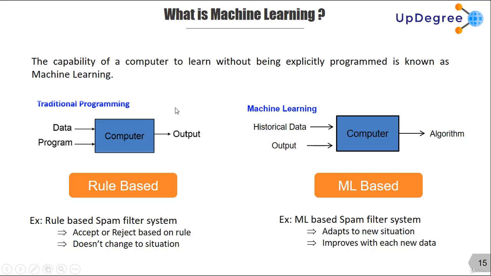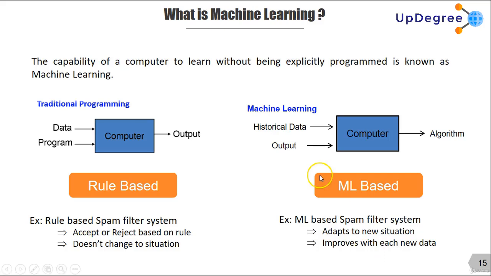But if you see in our Gmail, what happens is you try to train your model, you say that no, this is not spam. So next time whenever it comes from your friend with more than 10 images, it won't mark it spam. Why? Because the Gmail spam system is ML-based. It's not rule-based. So what is the difference between ML-based and rule-based? It adapts to the situation and it improves with each new data.